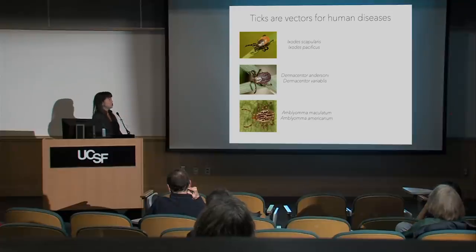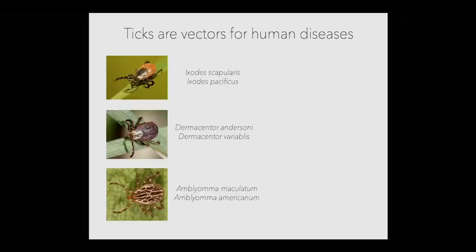Okay, so ticks are vectors for a lot of human diseases. So what you see here on the left and in the text are different types of ticks. And there's hundreds of different tick species out there, and these are ones that are most commonly associated with human disease here in the United States. So I have the species name next to each one. You can see they look quite different, and each of them carries a different set of microbes. And that's, as I alluded to earlier, something my lab's really interested in.